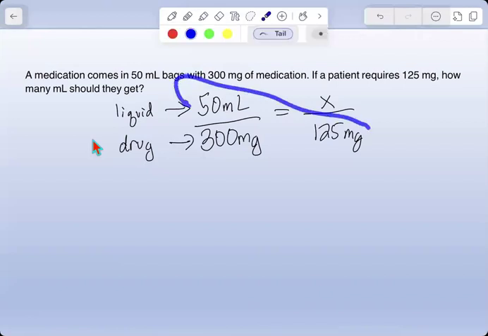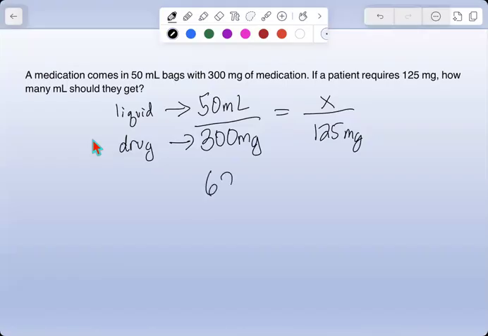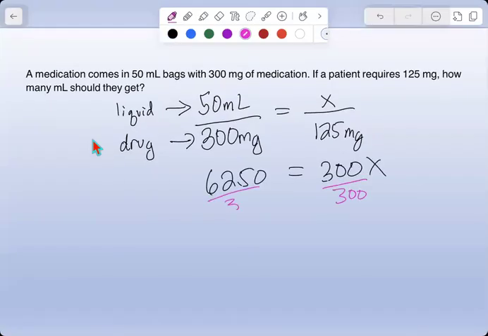So mathematically, we're going to cross multiply and then we'll divide off the 300. In your calculator, if you put 50 times 125, that's 6,250. The 300 would cross over to the X, telling us that's what I've got to divide by. 6,250 divided by 300 gives me a weird, funky decimal. That would be 20.83, and the 3 keeps repeating on my calculator, and that would be milliliters.